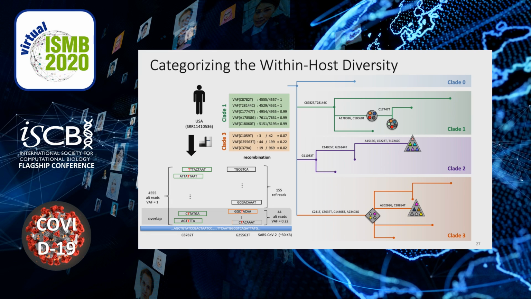So here we show the overlap of mutations from different clades. So there is at least one strain in this sample that has both mutation 8782 and 25563, even though these mutations belong to different clades. So one possible explanation for this would be a recombinant strain originating from two strains, one that belongs to clade 1 and another that belongs to clade 3.